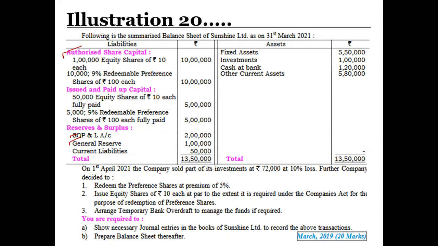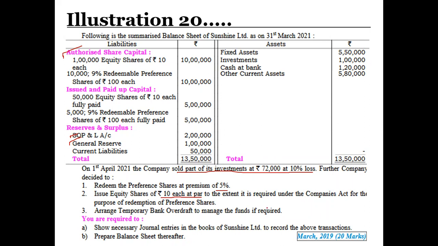On 1st April 2021, the company sold part of its investment for rupees 72,000 at a loss of 10%. We will see how this 10% loss will be calculated and how we can know how much investment was sold by the company. Further, the company decided to, number one, redeem preference shares at a premium of 5%. Second, issue equity shares of rupees 10 each at par to the extent required under the Companies Act for the purpose of redemption of preference shares.